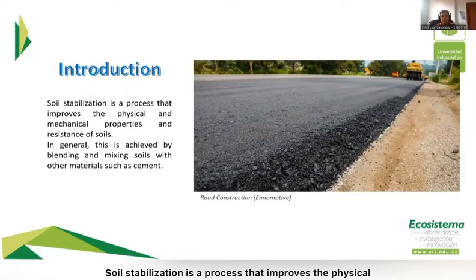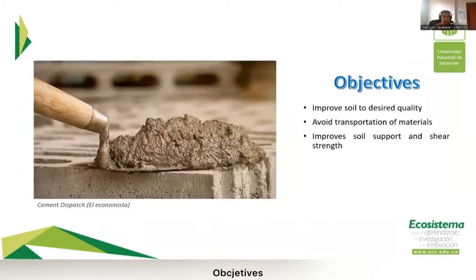Soil stabilization is a process that improves the physical and mechanical properties and resistance of soils. In general, this is achieved by blending and mixing soils with other materials such as cement. Objectives: improve soil to the desired quality, avoid transportation of materials, and improve soil support and shear strength.